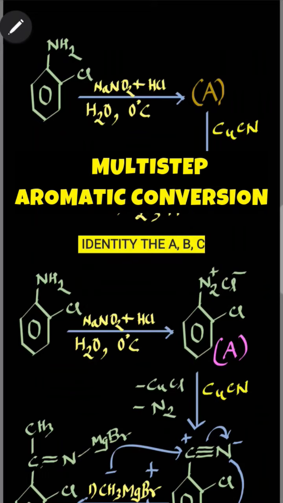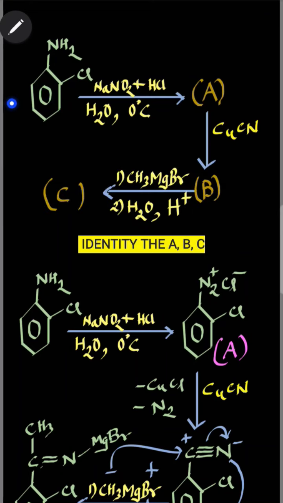So today's question is a very important multi-step conversion. In the first step, you have been given an aromatic compound in which the benzene is substituted with an amino and a chlorine group, and you have to react it with NaNO2 and HCl at 0 degrees centigrade, and then you will get A. This A, on reacting with CuCN, will give you B, and B, when treated with the Grignard reagent and followed by hydrolysis, will give you C. So you have to identify A, B and C, right?